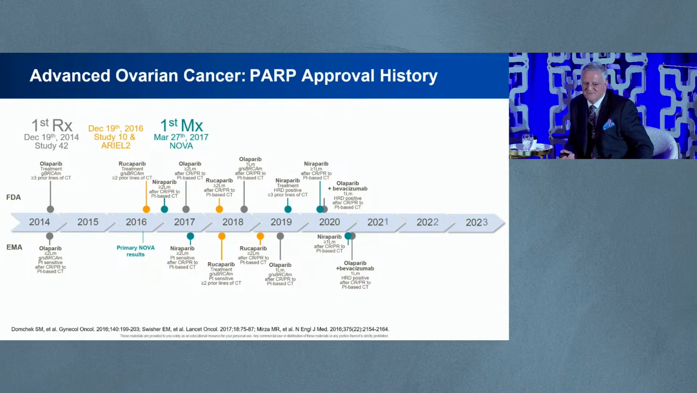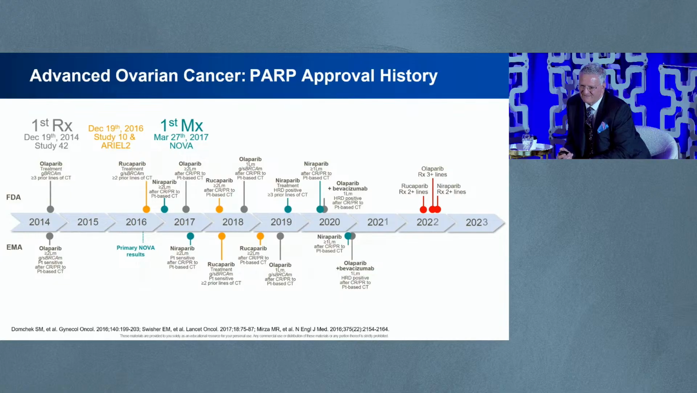If we look at the approvals from 2014, olaparib was the first based on study 42, and then rucaparib study 10 and ARIEL2. And then niraparib was the first to be approved for maintenance therapy based on NOVA for second-line therapy. And then a real education as our experience with this option changed. Rucaparib was the first to have a voluntary withdrawal in patients who'd been treated for more than 2 lines, based mostly on ARIEL4, then olaparib on 3+ lines from SOLO3, and then niraparib for 2+ lines.